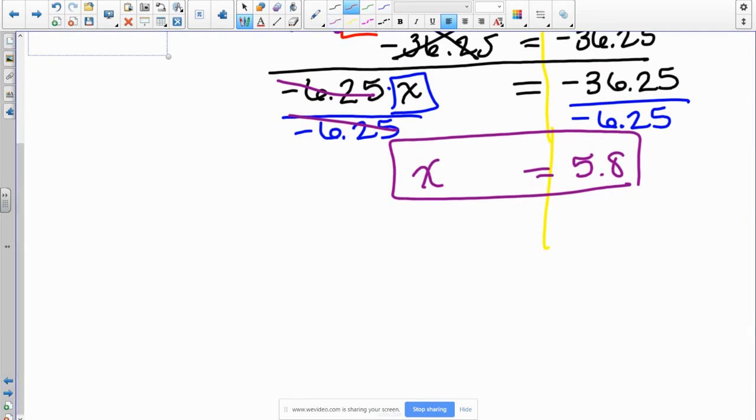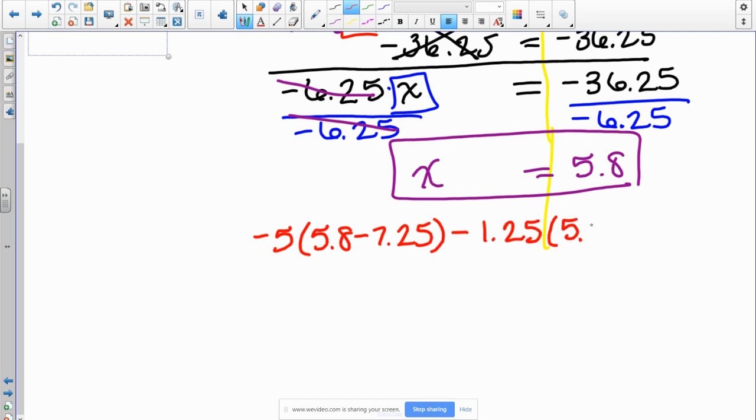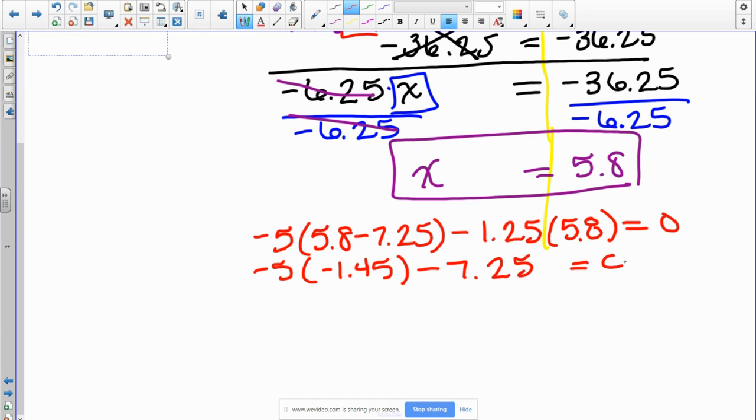So I'm going to put it back into the original equation, except for this time, instead of putting an x, I'm going to substitute 5.8 in there. So it's negative 5 times, it was an x, but we're going to put 5.8 since that's our new value, minus 7.25, and then minus 1.25 times, now the value of x is 5.8, and this is all going to equal hopefully 0. So parentheses first, I'm going to subtract that. I get negative 1.45, and then I'm going to multiply this, which is 7.25, still all supposed to equal 0.